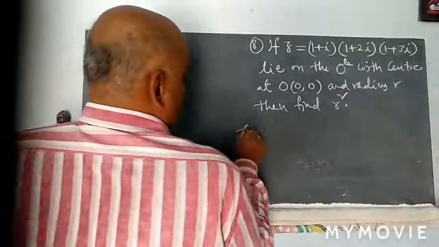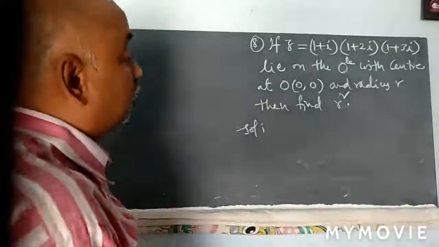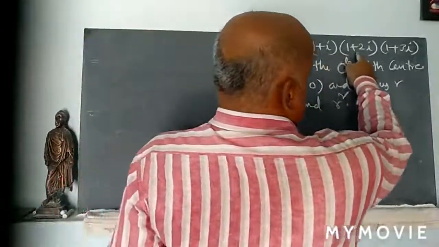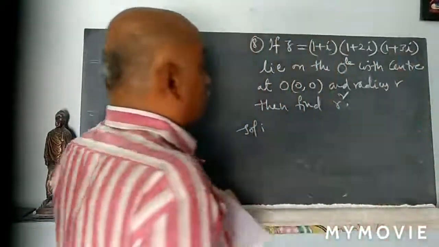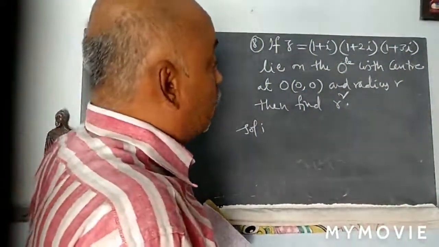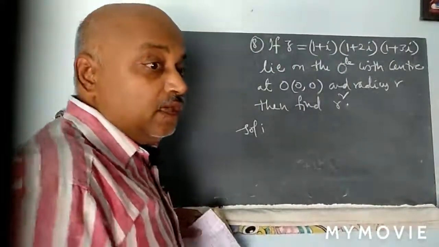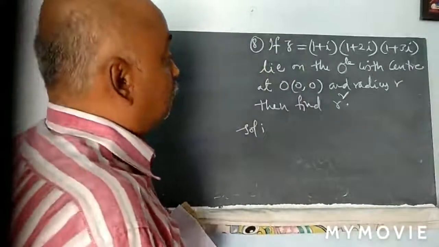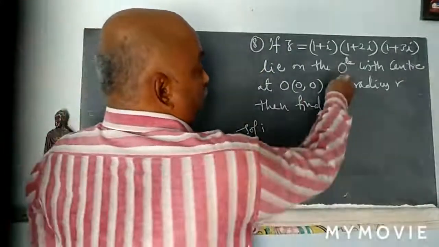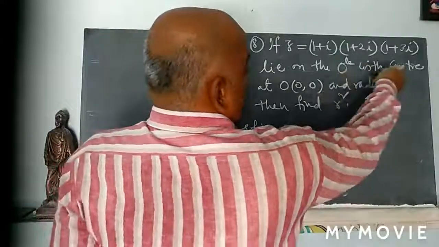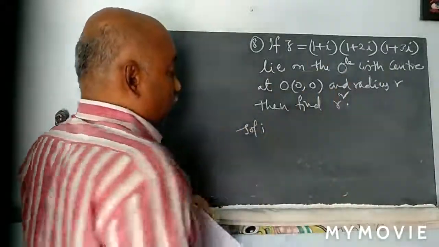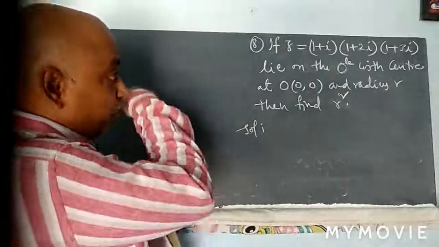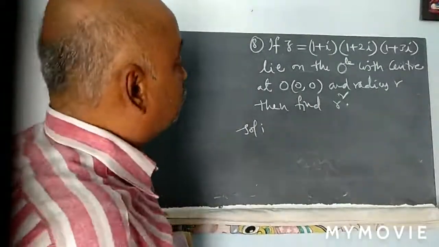So solution. See, z is given as (1 plus i) into (1 plus 2i) into (1 plus 3i). The product of two or more complex numbers is again a complex number. So z is a complex number. This complex number is lying on the circumference of the circle with center origin and radius r. Then we have to find the r square value.